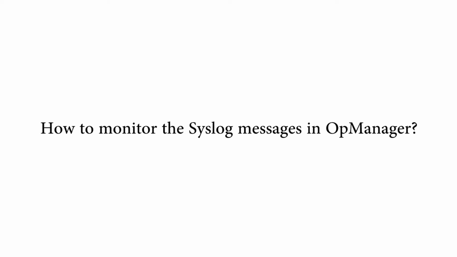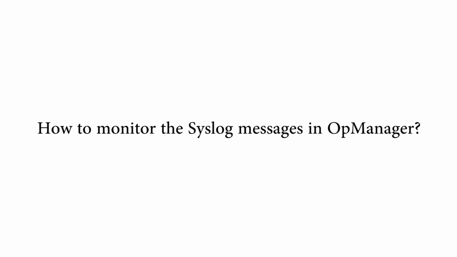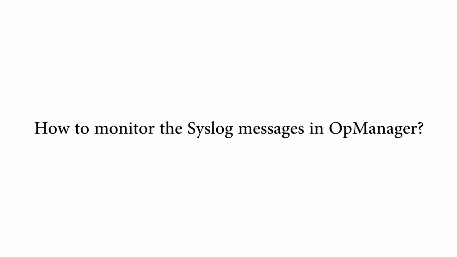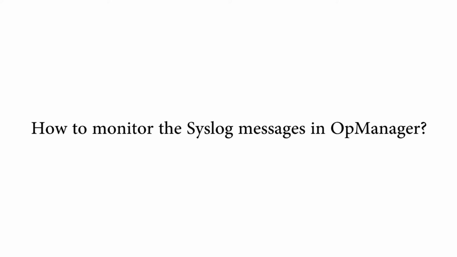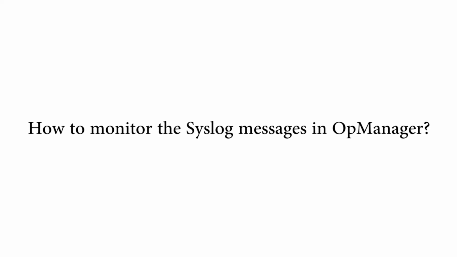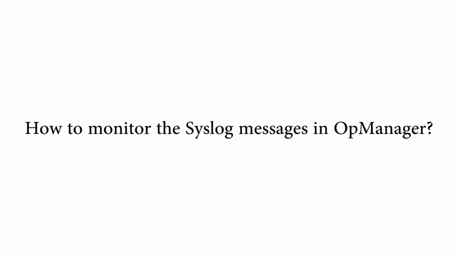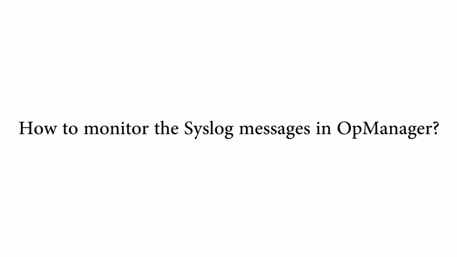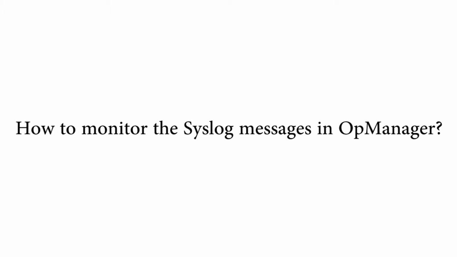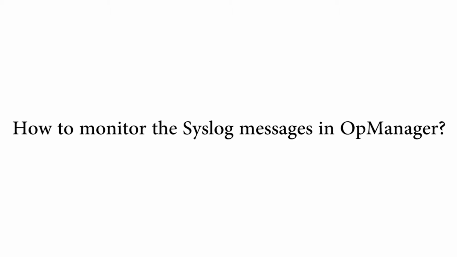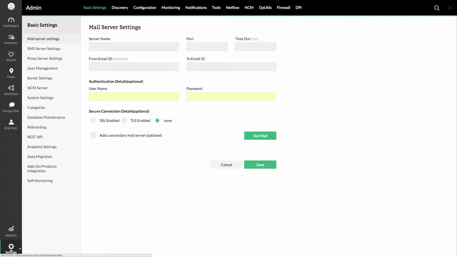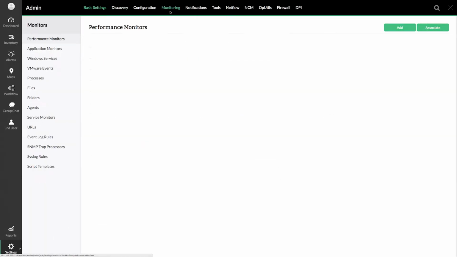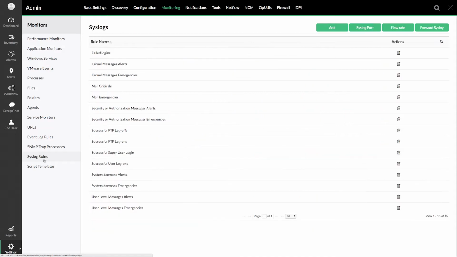Step 1 is to configure the end devices such as firewall, routers, switches, and Linux or Unix servers to send syslogs to OpManager server. OpManager listens to the syslog messages on UDP port 514, 519, and you can always change this to your choice by going to Settings, Monitoring, Syslog Rules, and Syslog Port.